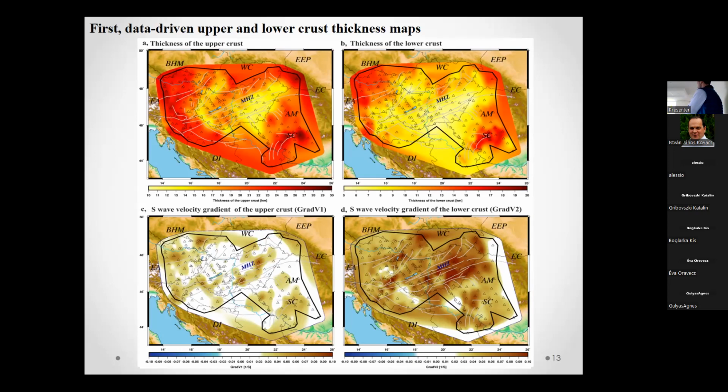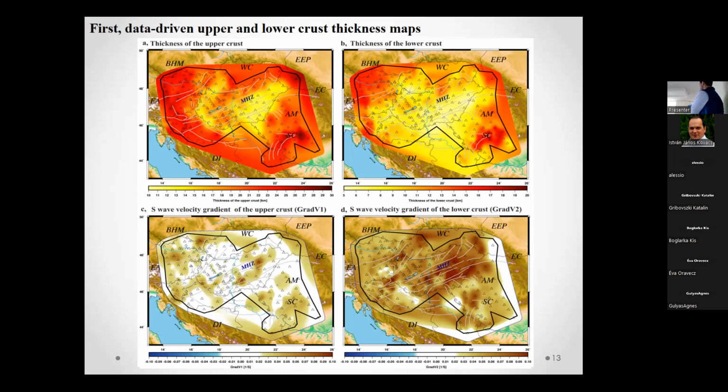However, the gradient of the upper crust is almost zero and a little bit positive. In contrast, the lower crust gradient is clearly positive. Therefore, we can produce the upper and lower crust thickness map of the region.